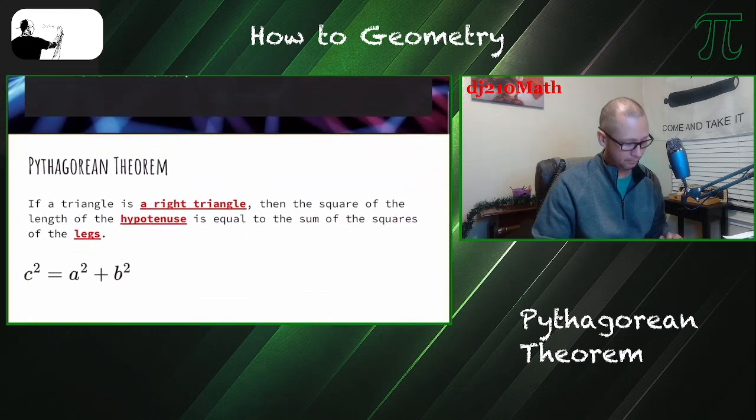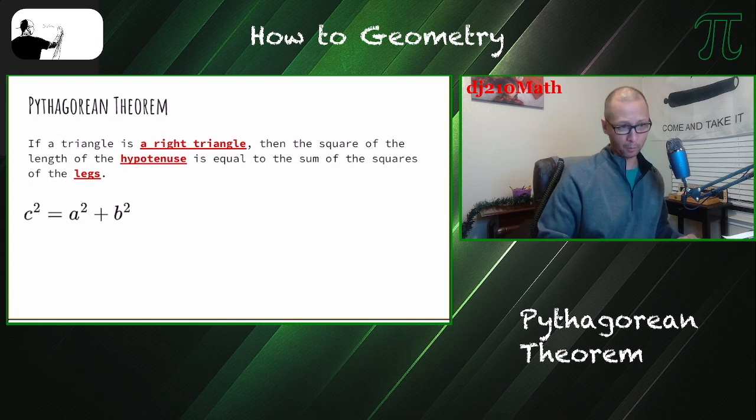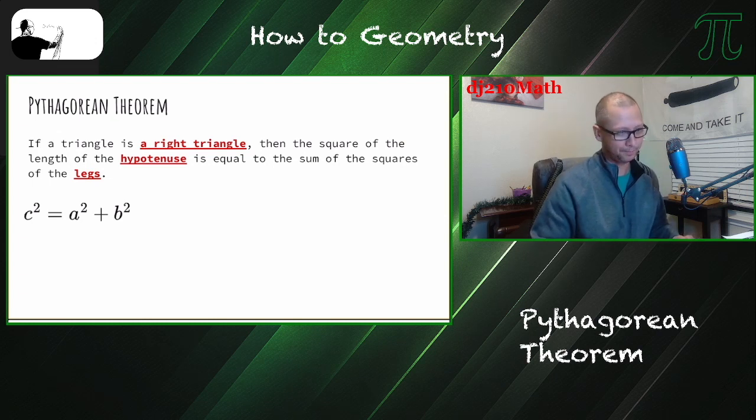The theorem actually says that if a triangle is a right triangle, then the square of the length of the hypotenuse, c squared, is equal to the sum of the squares of the legs. So if the legs are a and b, you square each leg and you add them together. And that should equal the hypotenuse squared. And that's the theorem. So this only takes place in a right triangle, meaning a triangle with a 90-degree angle.